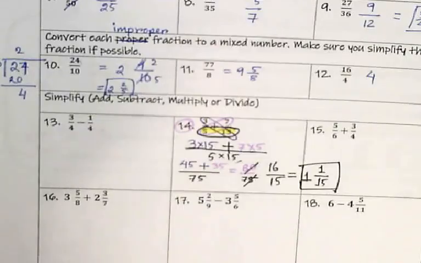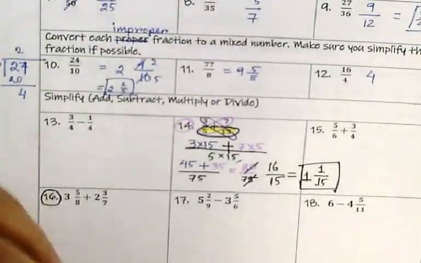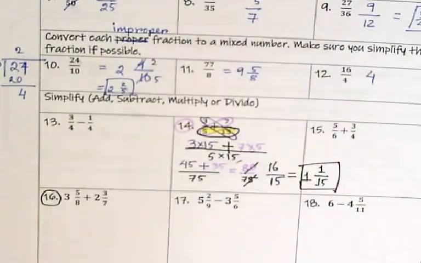Are we good? Yes. Do number 16. I'm giving you 2 minutes. If you are done, let me know so I can check with you.